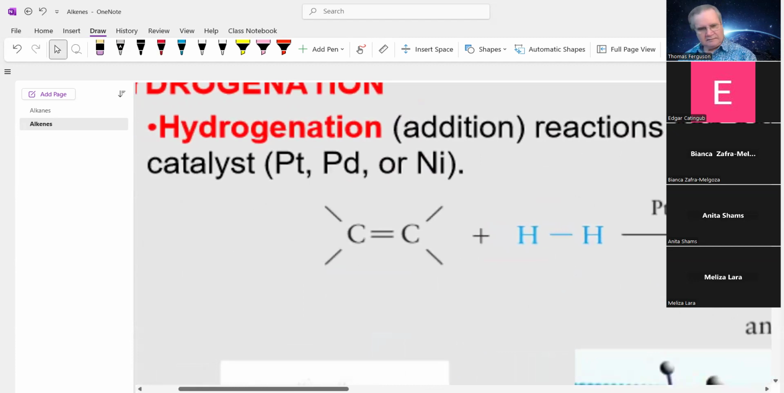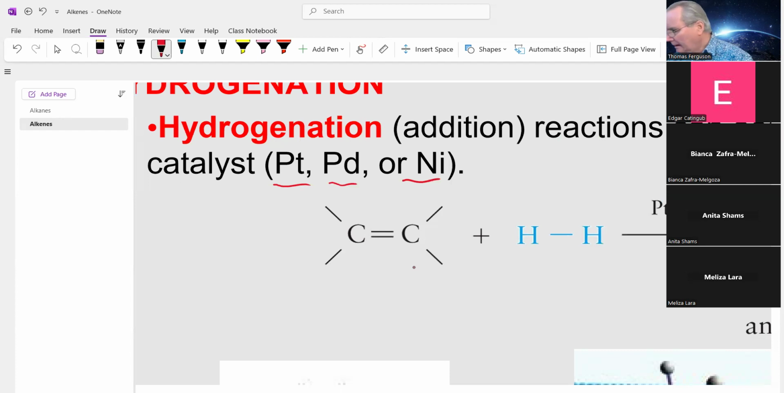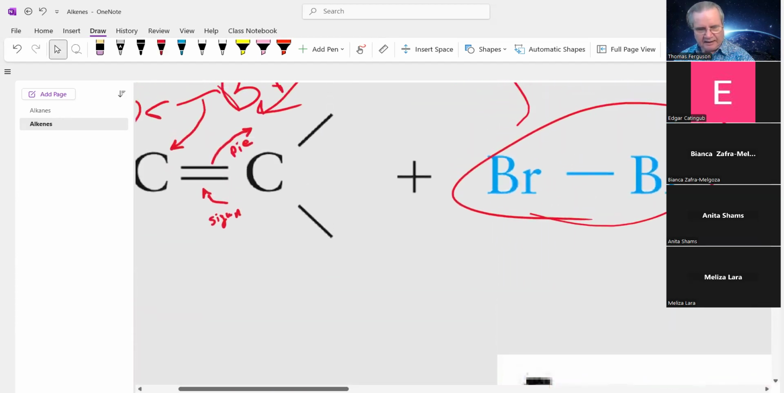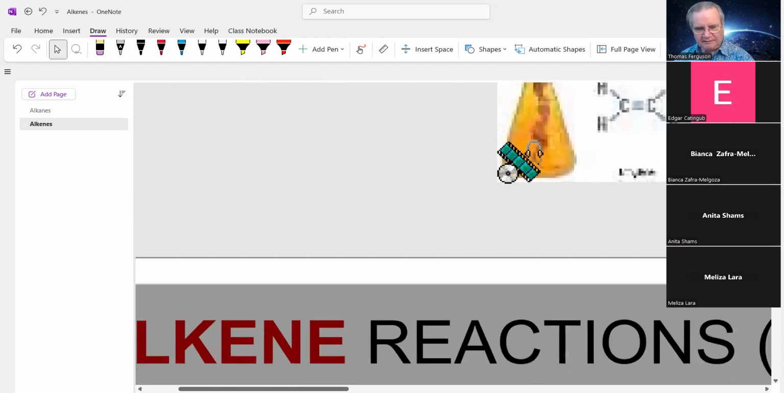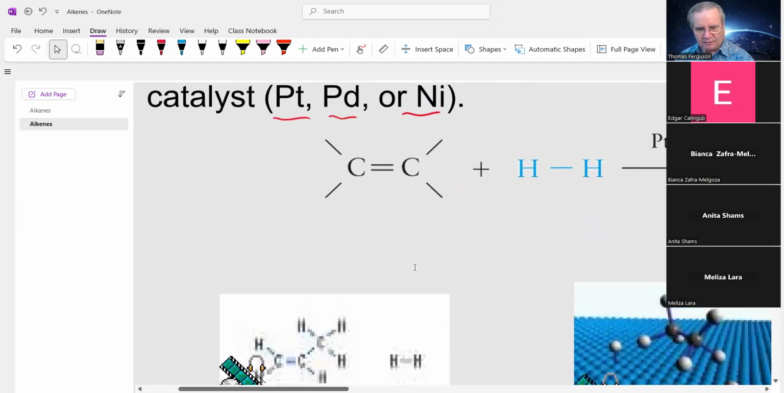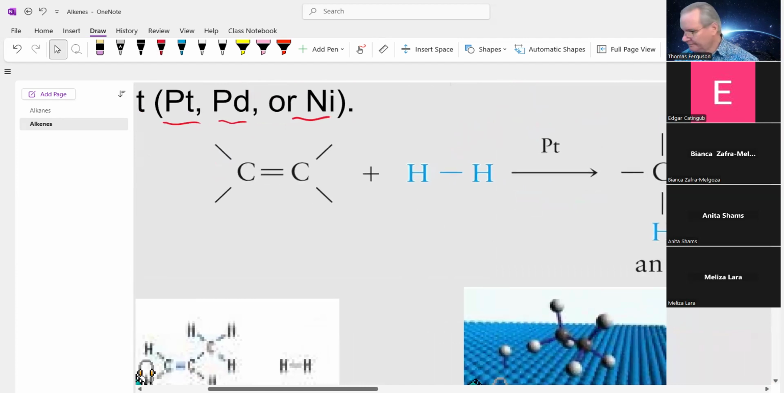Same thing with H2. And any of these catalysts can be used, not always platinum. It could be any of these. I usually just say a platinum catalyst because it's always the popular one, but you can use other ones as well. Okay, so whenever we hydrogenate an alkene, it's the same as what we did up above. We're adding the bromine across the double bond. We're adding H2 across the double bond, exactly the same way.